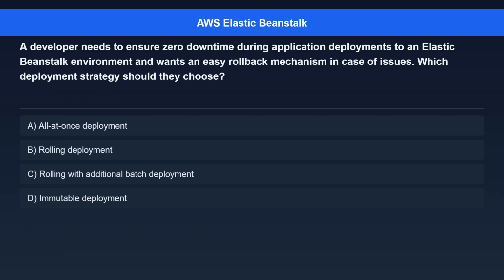Option A, all-at-once deployment. Option B, rolling deployment. Option C, rolling with additional batch deployment. Option D, immutable deployment.